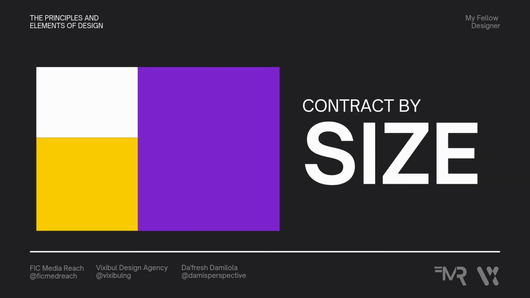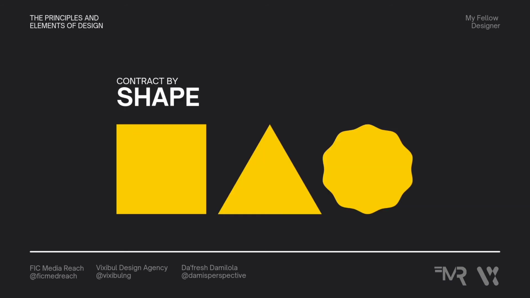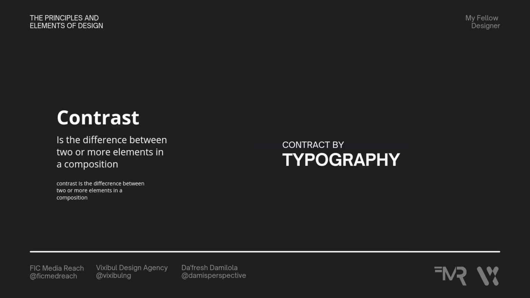And also we have contrast by size, right? You can see how we use sizes to differentiate this element. One is the biggest, followed by another, followed by the smallest, right? That is contrast by size. Also we have contrast by shape. We also use shapes to differentiate elements. Like this element is different from this particular element, so you can also know that by the use of shape.